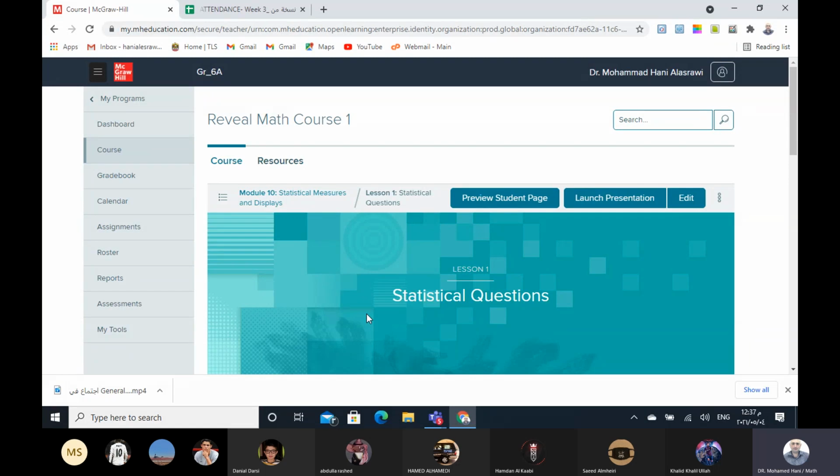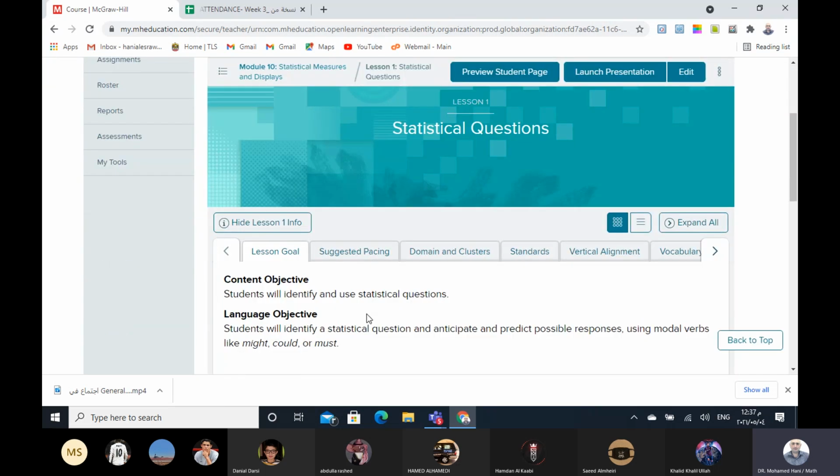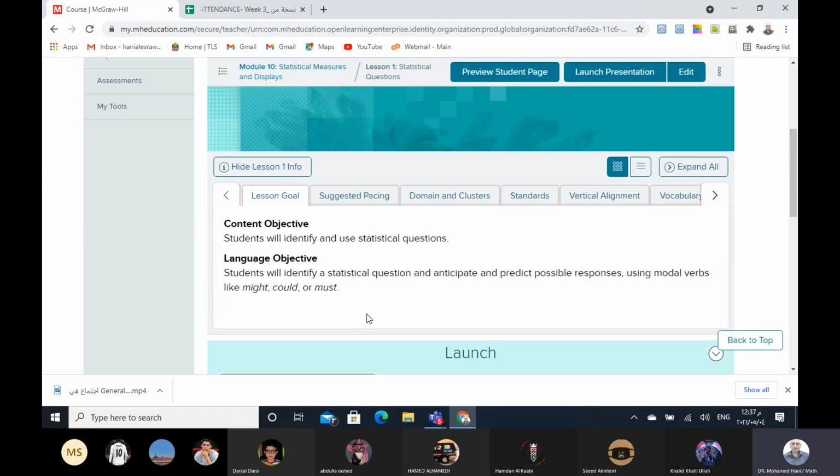Math grade 6. Today we will start in the module 10, statistical measures and displays. Today we have the first lesson, statistical questions. In this lesson, we want to learn how to identify and use statistical questions.